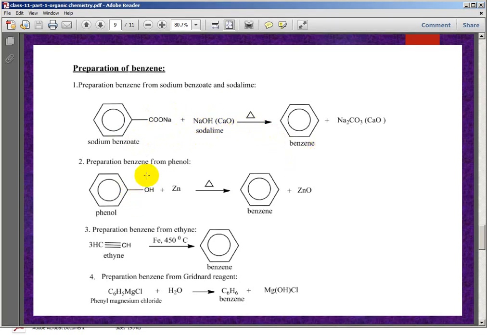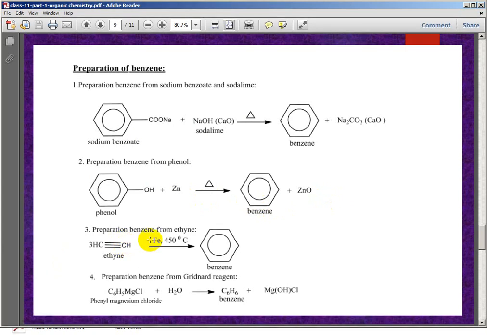Then benzene is formed from phenol. This is the benzene ring and an OH group, alcohol group. This is the phenyl group with OH. An aromatic compound with a benzene ring and OH is phenol. When phenol is heated in the presence of zinc dust, benzene is formed and zinc oxide.